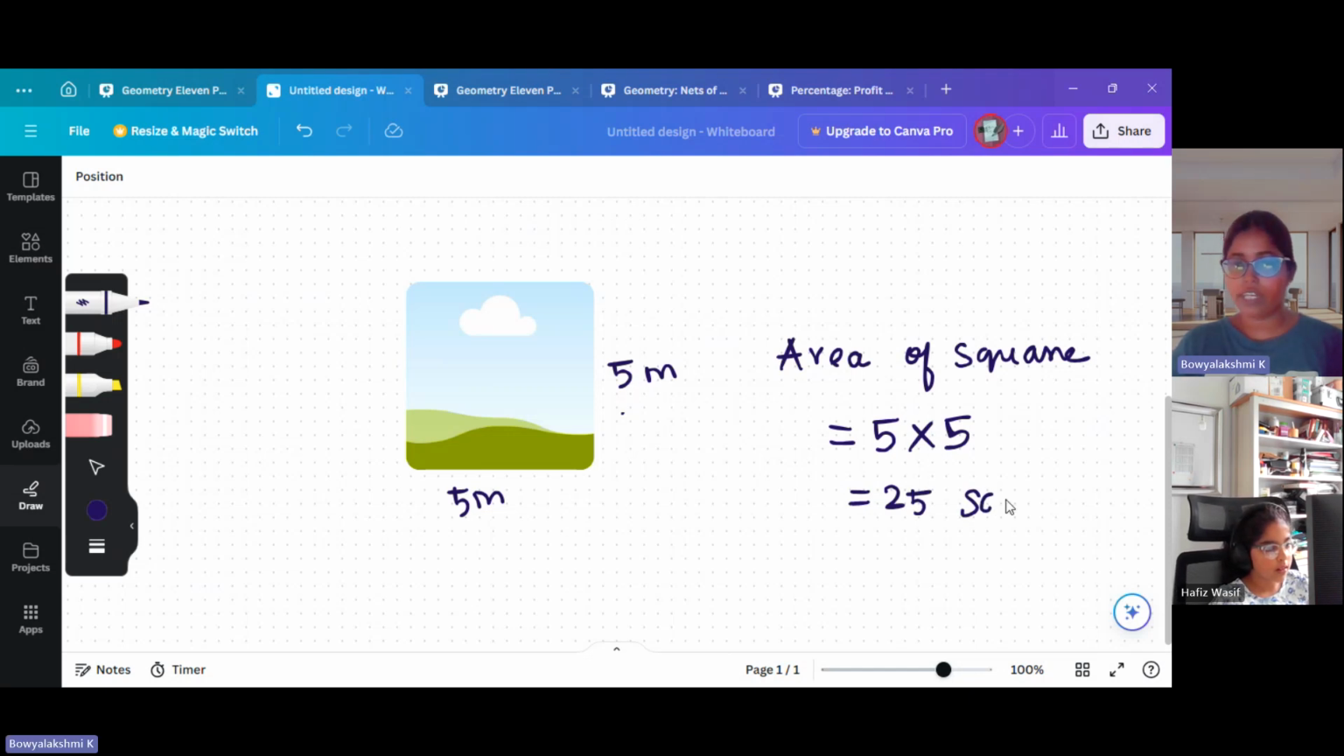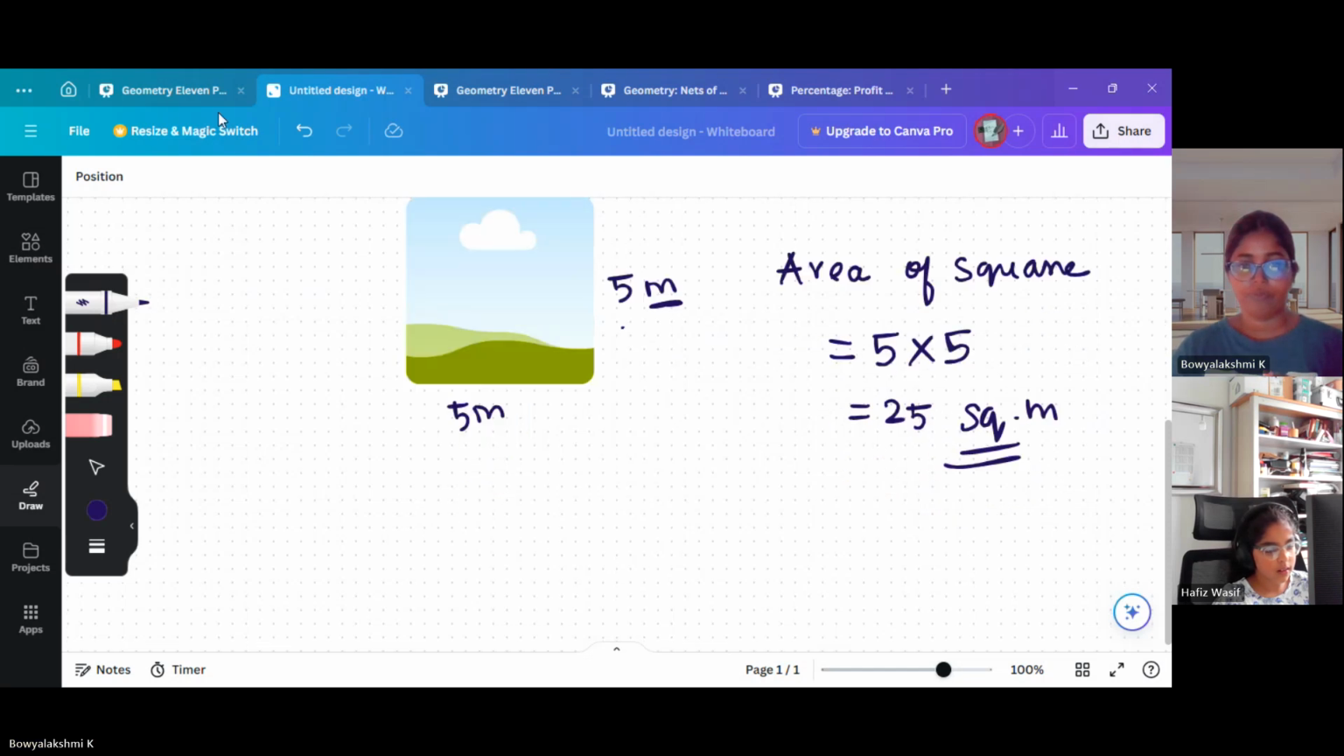And one more thing, whatever unit they give, say M, you put SQ. SQ means square. For area, it's a must. We need to mention SQ.